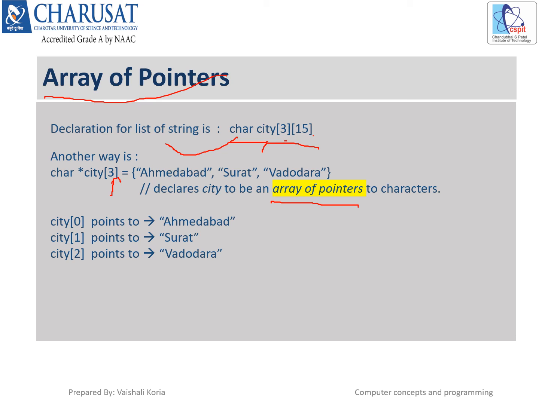Generally we have arrays of integers, characters, floats, but this is an array of pointers. Here we are declaring a total of 3 pointers: city 0, city 1 and city 2. City 0 is pointing to the first string Ahmedabad, then city 1 will point to Surat and city 2 will point to Vadodara. So this is how you can create an array of pointers.